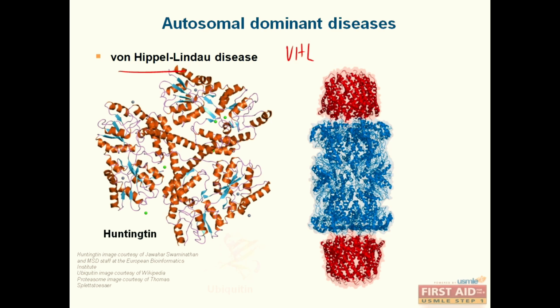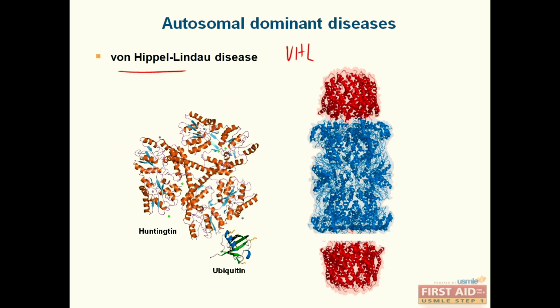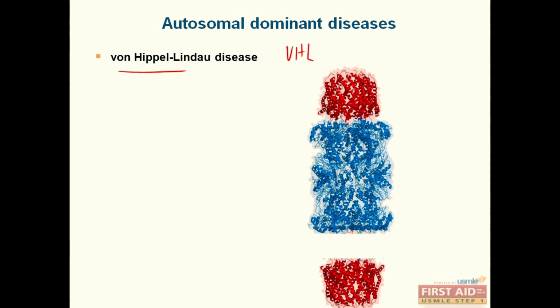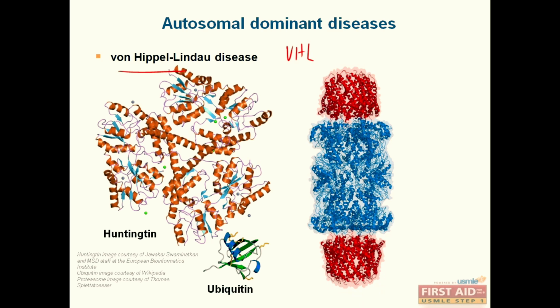Now I talked about ubiquitin in another section, but to refresh your memory, ubiquitin is added to a protein that needs to be degraded. Like in this case, it might be huntingtin. The protein's aggregation causes Huntington disease, and ubiquitin targets it to the proteasome to be degraded. VHL normally works as part of the ubiquitin ligase machinery, so it helps to add ubiquitin to proteins to target them for degradation. When VHL is deleted or mutated, its target remains functional.